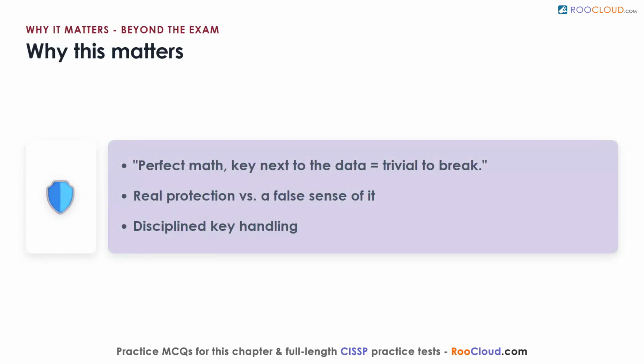Why does this matter beyond the exam? Because choosing and safeguarding keys is where cryptography usually goes wrong in practice. Picture an engineering team that picks a flawless algorithm but leaves the key sitting next to the encrypted data. The math was perfect, yet the whole system is now trivial to break. Understanding modern algorithm choices and disciplined key handling is what separates real protection from a false sense of it.